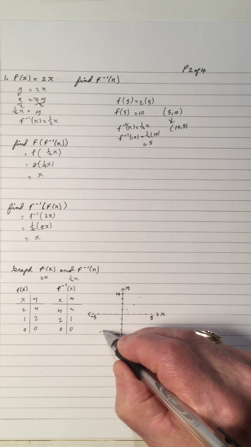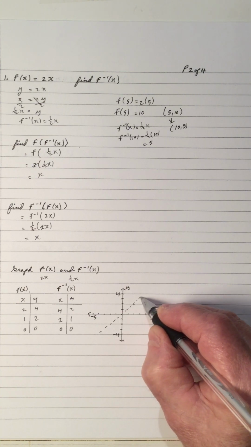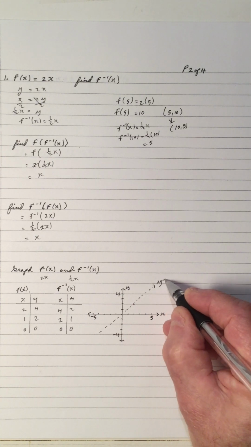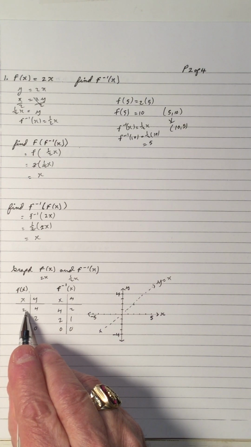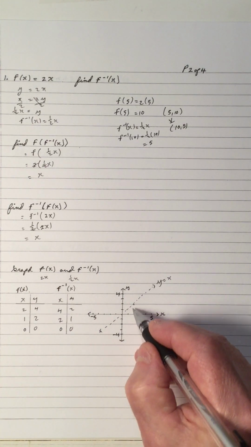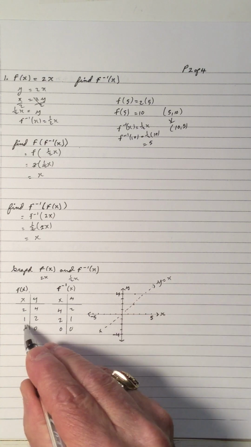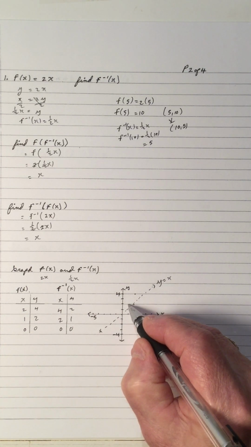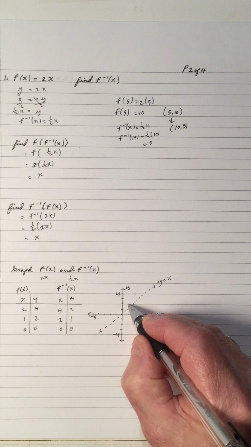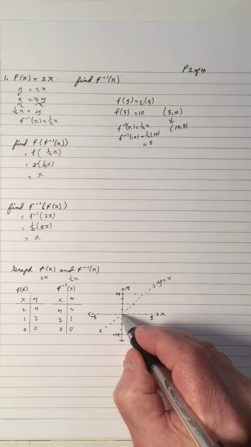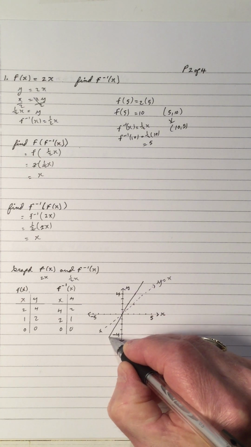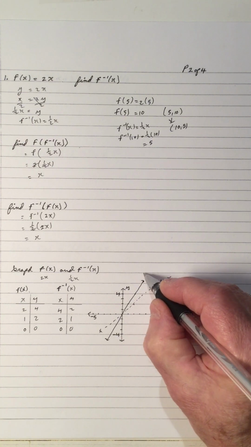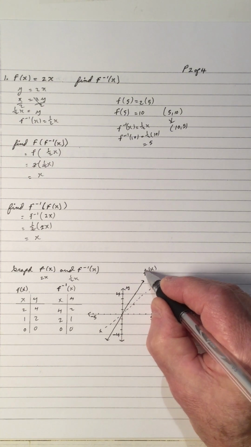So we're reflecting in this line right here. This is the line y equals x. When you take f of x and plot the ordered pairs, x is 2, y is 4. X is 1, y is 2. X is 0, y is 0. When you draw this line through these points, this is f of x.